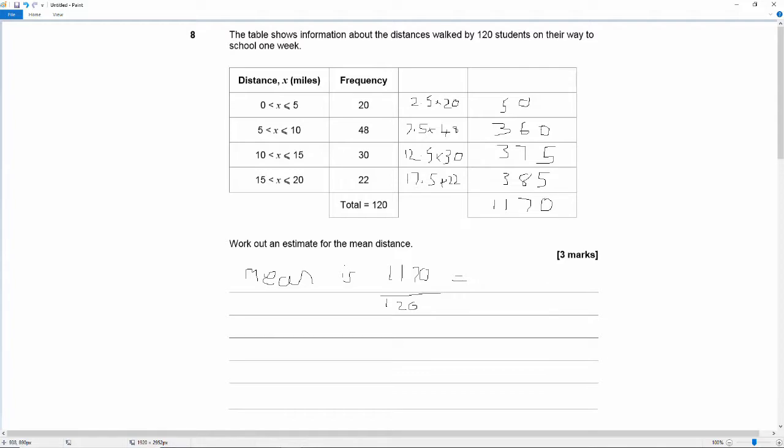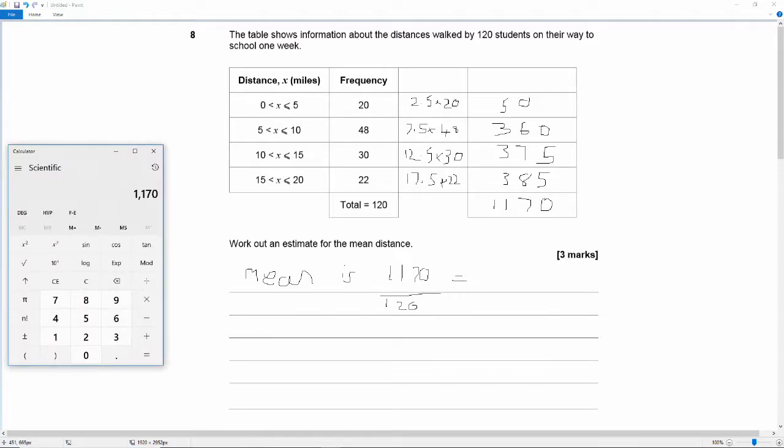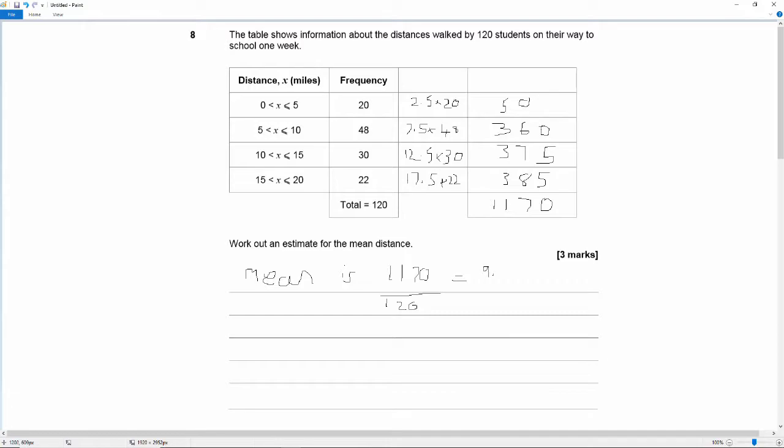I'll just get my calculator. Okay, I've already got my 1,170 and I just divide by 120. And that gets me 9.75 miles. So on average, the students at this school walked around 9.75 miles. Oh, per week. I thought that was to get to school and walk back. That's why I thought they had such good legs, per week.